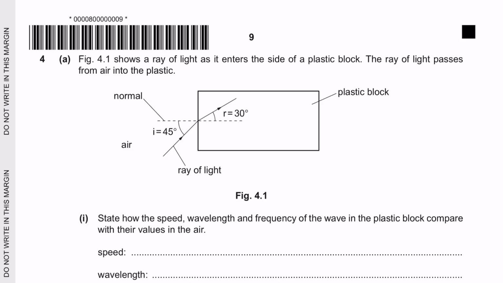Next question 4, part A. Figure 4.1 shows a ray of light as it enters the side of a plastic box. The ray of light passes from air into the plastic. So you can see that the ray of light travels in a straight line, but once it hits the boundary, instead of going straight, it bends towards the normal.